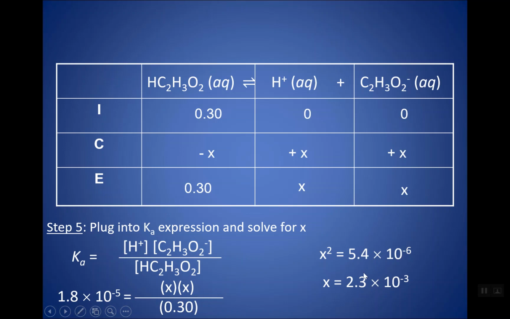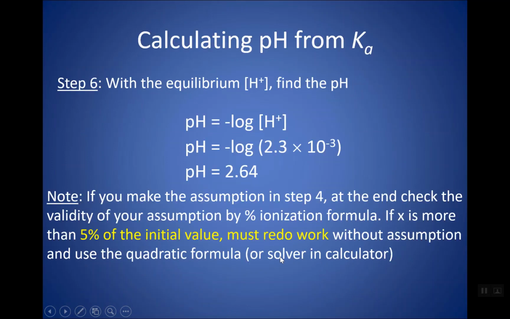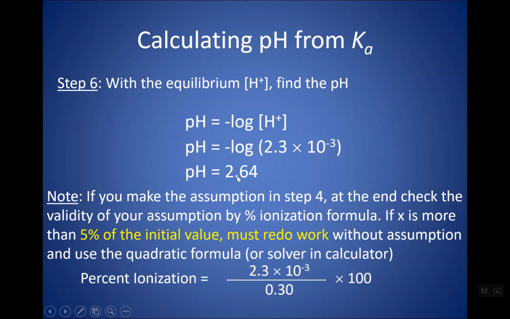And you should notice that the 5% rule does look pretty good, because 0.3 minus 0.0023 is still about 0.3. Totally makes sense. If I solve for pH, here's my pH, rounded to 2 sig figs, so I put 2 places after the decimal. And if I calculate my percent ionization, it is way lower than 5%. So that assumption was okay. And as I said, most of the time, it's going to be okay. Even if it's not okay, it still makes a pretty good approximation.